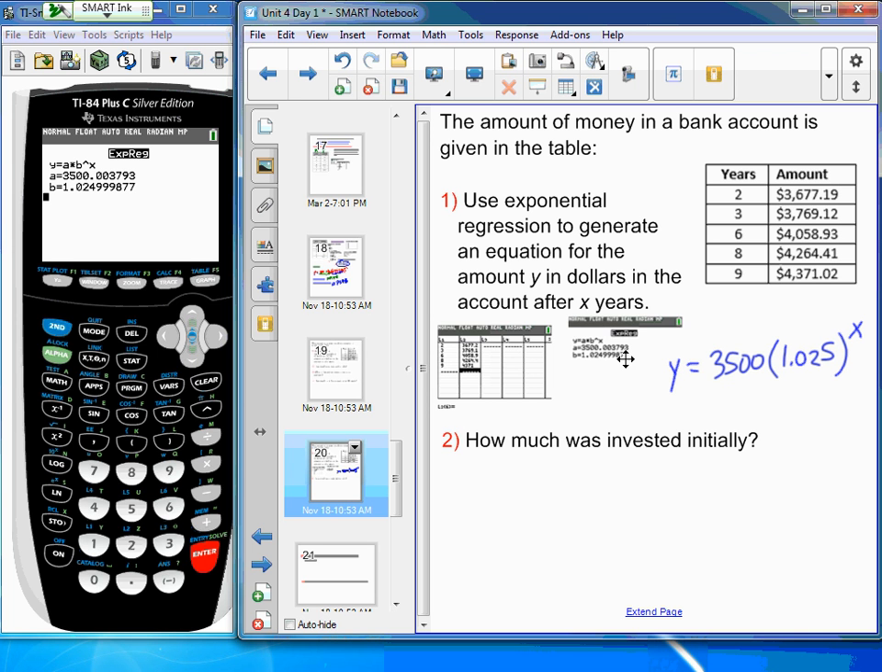Awesome. How much was invested initially? That's my a value. $3,500. And I can't think of a better color than green for that initial money.